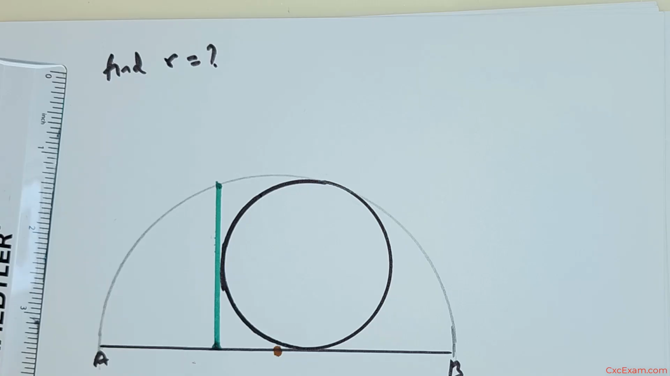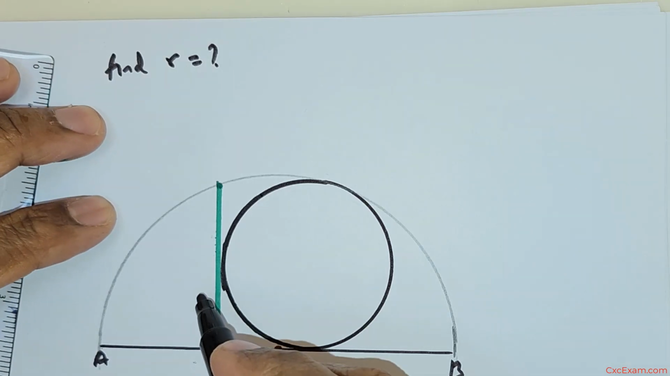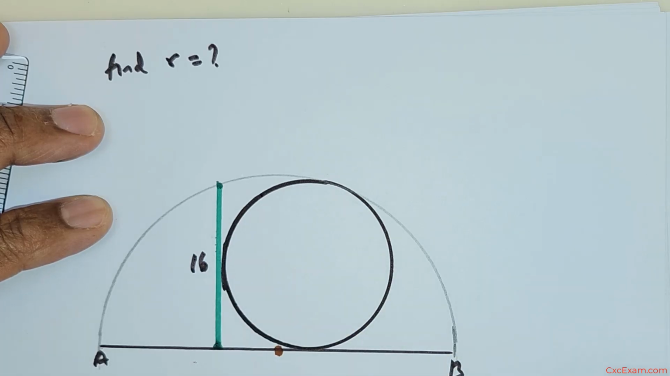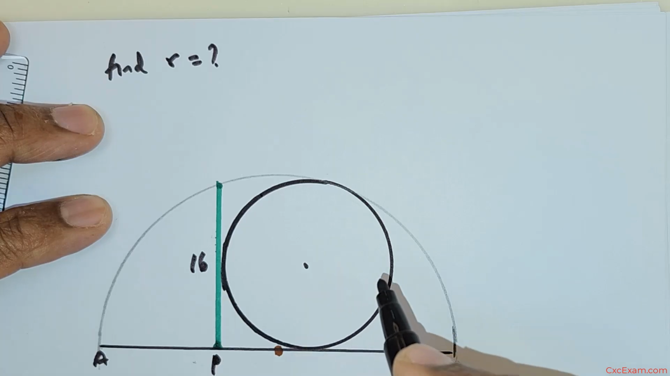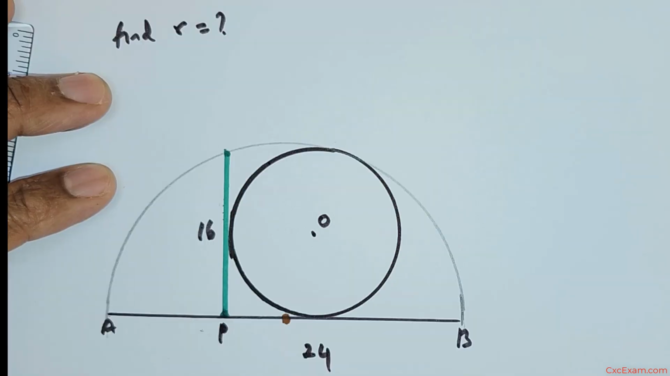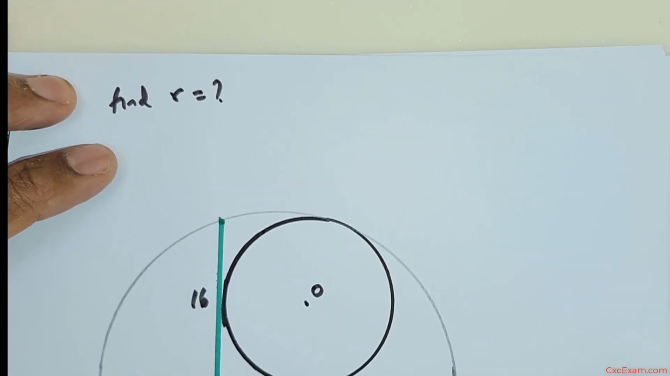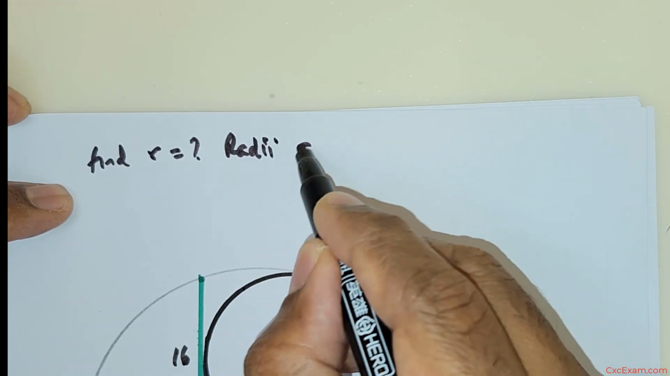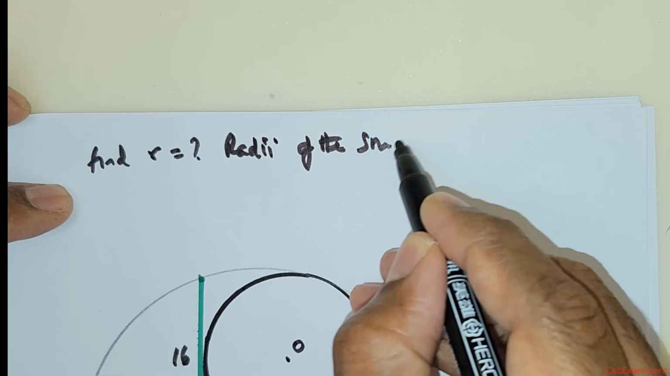and that is given to be as 16 units. Now this distance is given. I'm going to take this as P. This is center O. This distance is given as 24 units. We are asked to find R. R is the radii of the small circle.